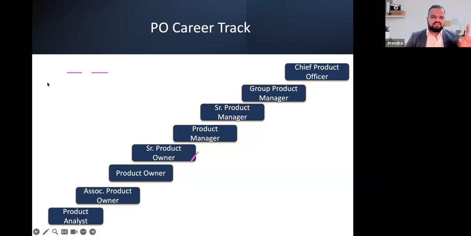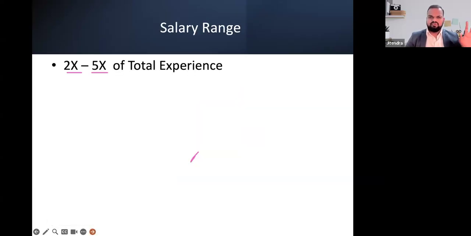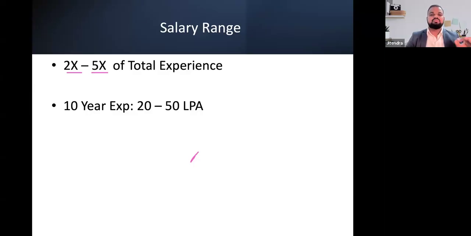But before we proceed, for how many of you does this number look good? If I am able to get a job in this 2x to 5x range of my total experience, that's a good number. If this number looks interesting and motivating for you, type G for good in the chat box, that yes, this is also my target and I'm looking for it. Why am I asking this question?